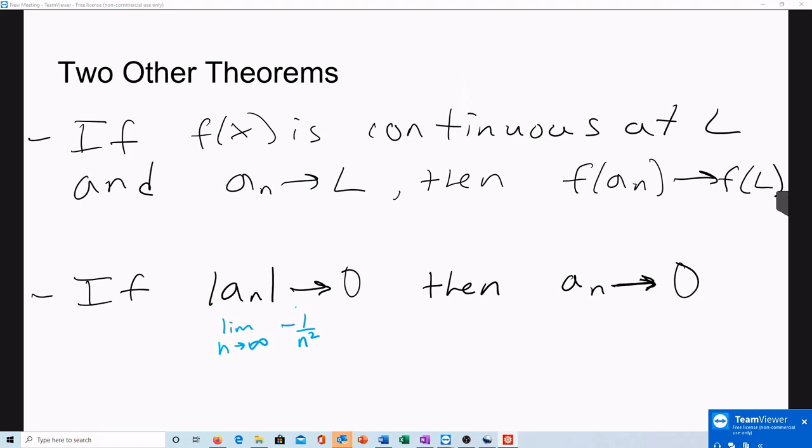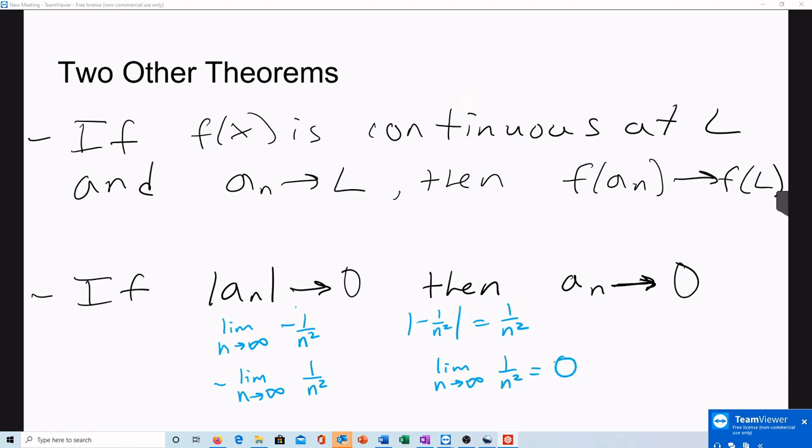So what does this do? Well, I've got two ways to do this. Either I can take out a negative, which is 1 over n squared, and then I can just deal with this limit without the negative. Or I can say, well, I know what this is. The absolute value of -1 over n squared is just 1 over n squared. And I know that the limit as n goes to infinity of 1 over n squared, well, that's 0.